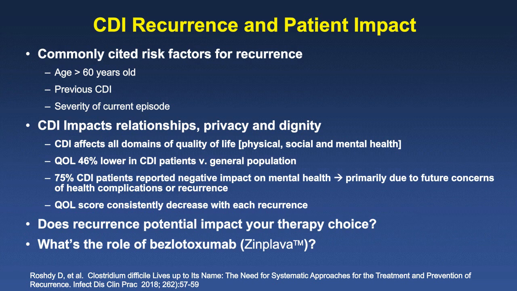So we can't discount the importance of making good decisions for patients and thinking about the overall management of the disease. Part of the question in the management is, does recurrence of potential disease impact your choice of initial empiric therapy? And will you follow the guidance which makes some suggestion that that's an important consideration? One of the aspects that's not in the guidelines, again, an agent that was approved in 2016, a monoclonal to assist with the prevention of recurrence, Zinplava.